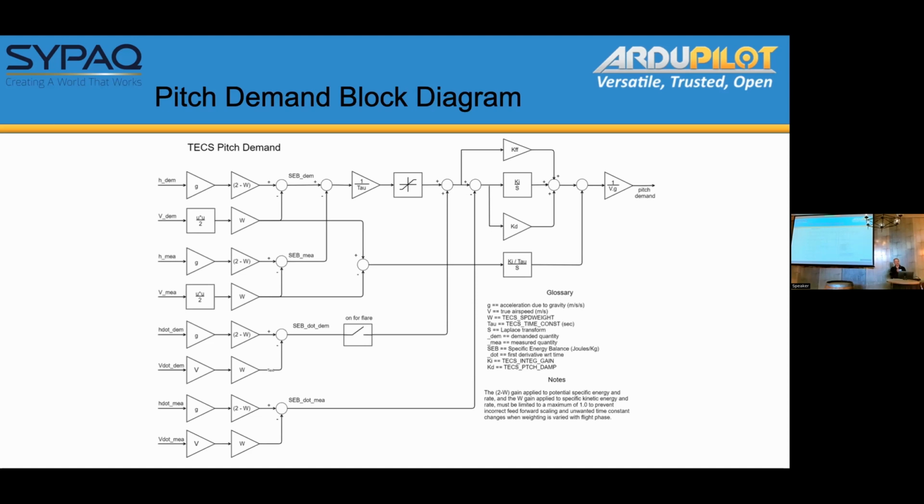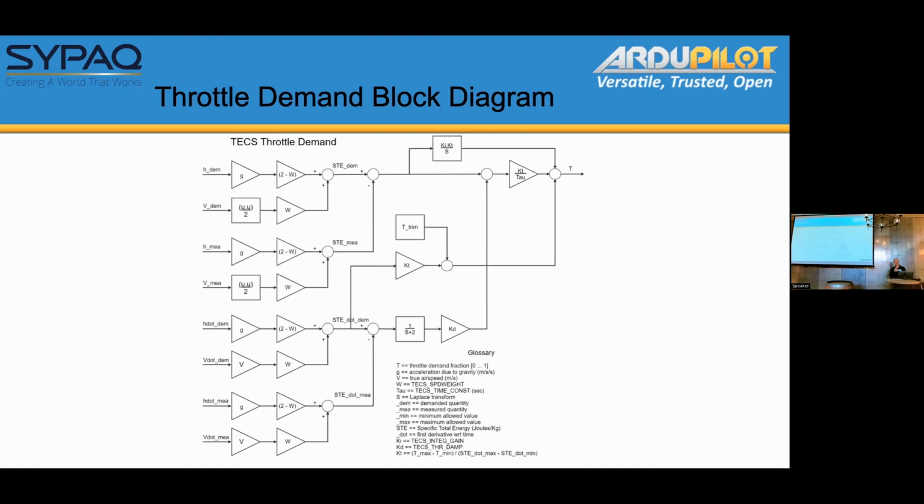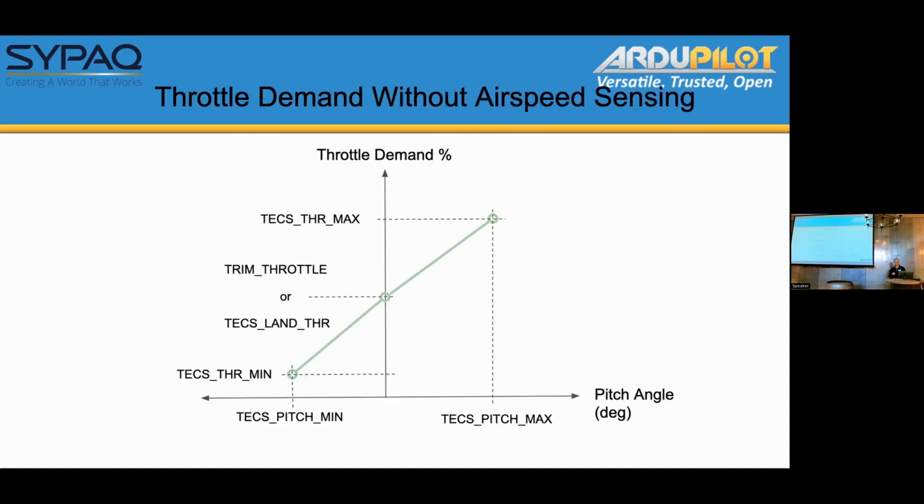So I've got a block diagram here for the pitch demand controller, showing how the energy quantities are derived and how they're used for control. Nerd out on that, not many I suspect. And similarly for the throttle loop, which controls the total energy. And this third diagram, which I am going to draw people's attention to, is the important one.